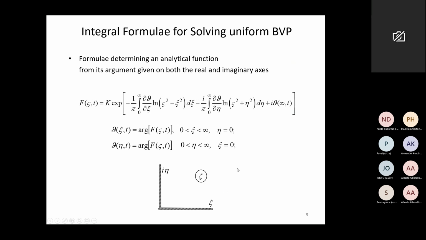Here are shown integral formulae for the case when, on both the imaginary and real axis of the first quadrant, we know the argument of the complex function, only the argument on both axes. So we do similar steps as in the previous case, and we can obtain these integral formulae. Here we can see there is not a big difference.